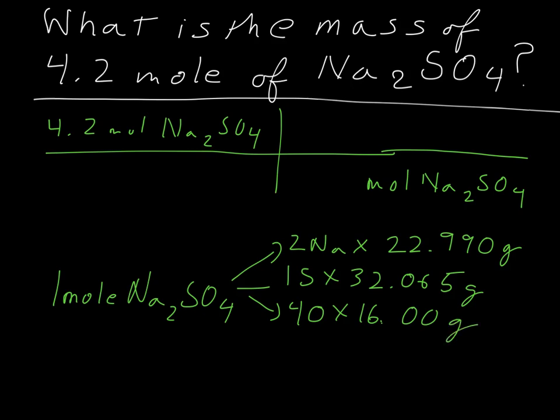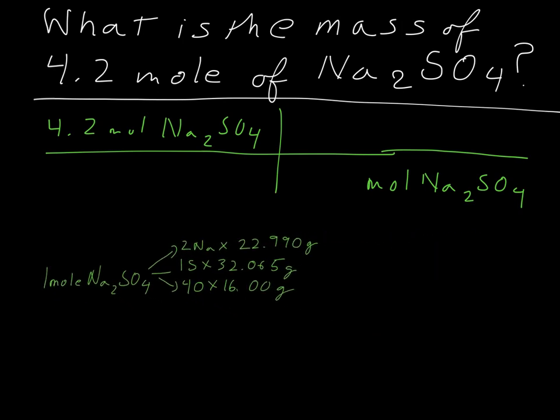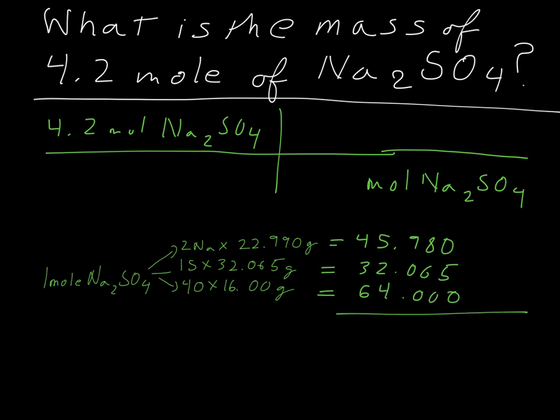So now it's some crunching, and I get 2 times 22.990 equals 45.980. 1 times 32 is 32.065. And 4 times 16 is 64. Add those wonderful numbers together.